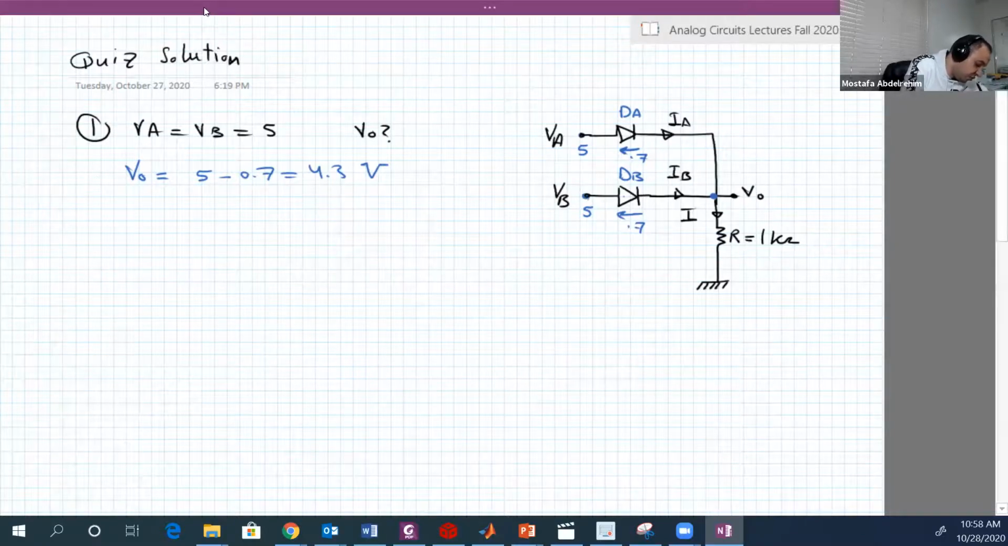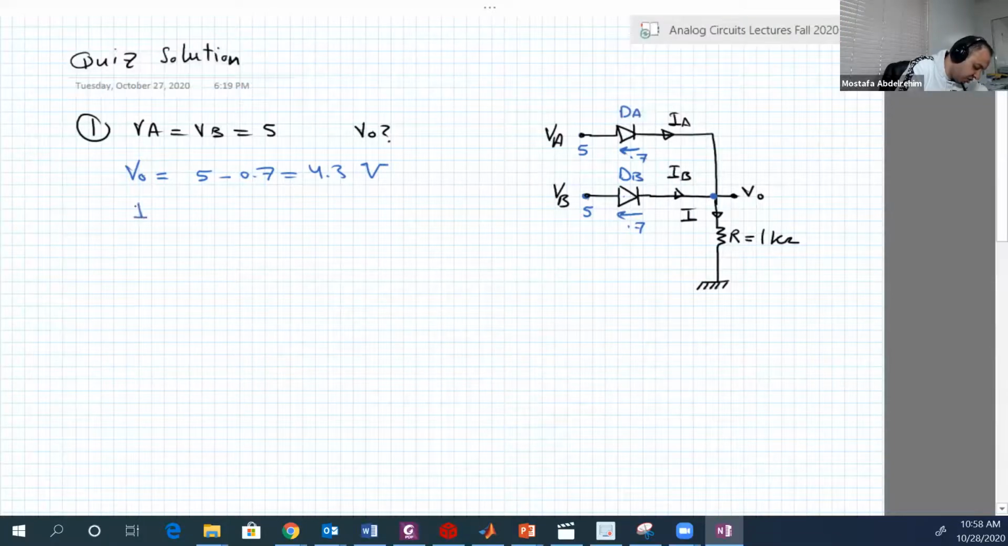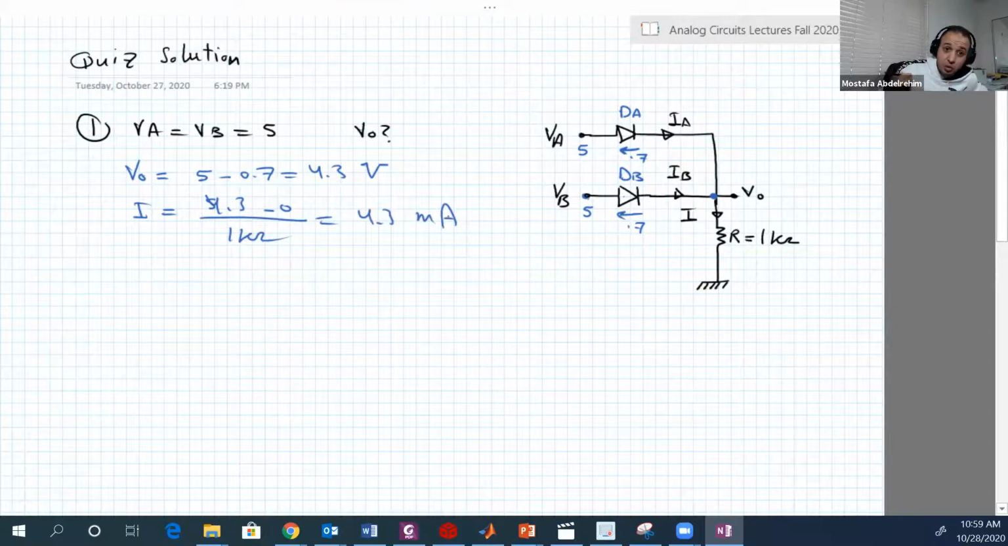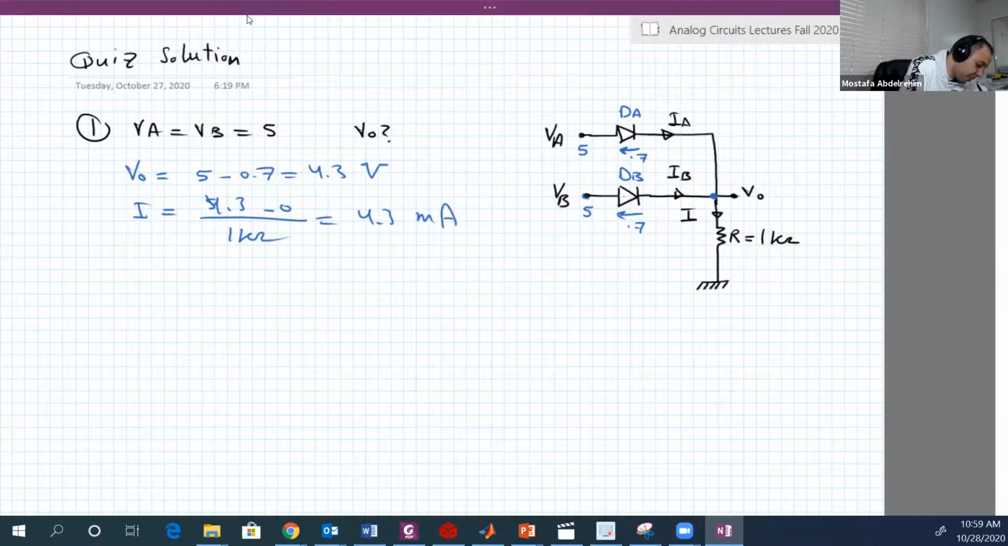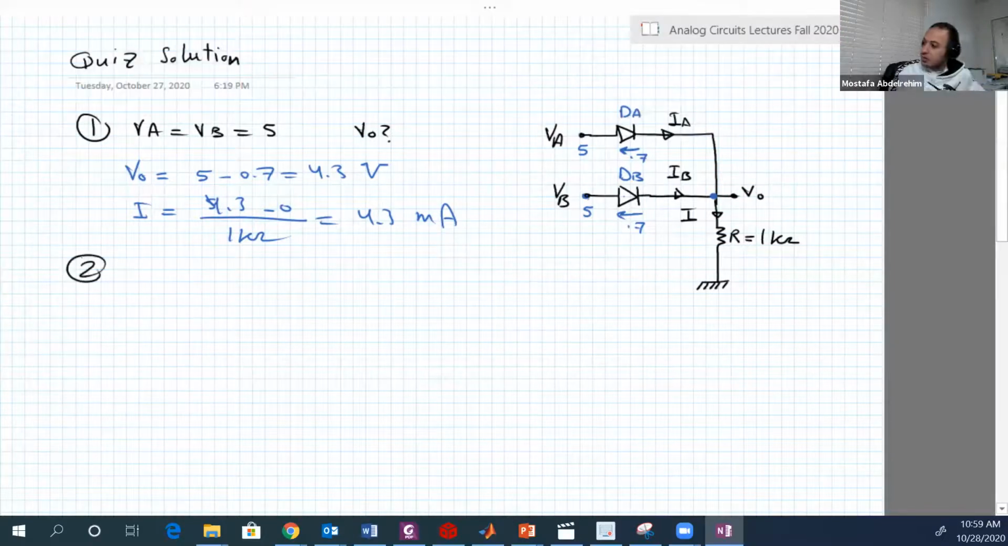Okay, so let's go to 2. And of course, you can check. So you can, for example, get the current. The current I is equal to 4.3 minus 0 over 1 kilo ohm. So it's 4.3 milliamperes, which you will use later in this example. Good. So let's have number 2.